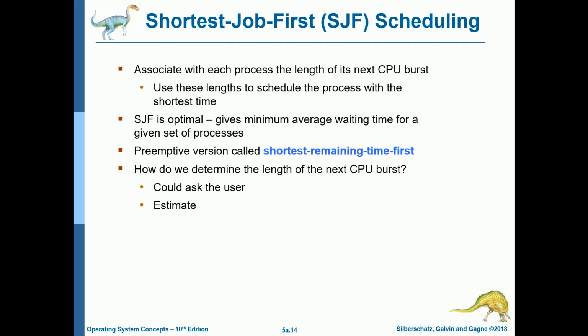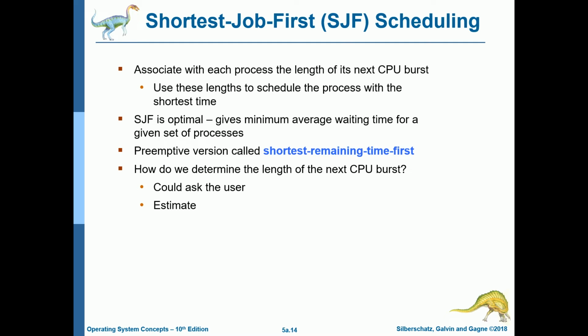However, shortest job first cannot be implemented at the level of CPU scheduling, as there is no way to know the length of the next CPU burst. Now one approach to this problem is to try to approximate shortest job first scheduling. We may not know the length of the next CPU burst, but we may be able to predict its value.